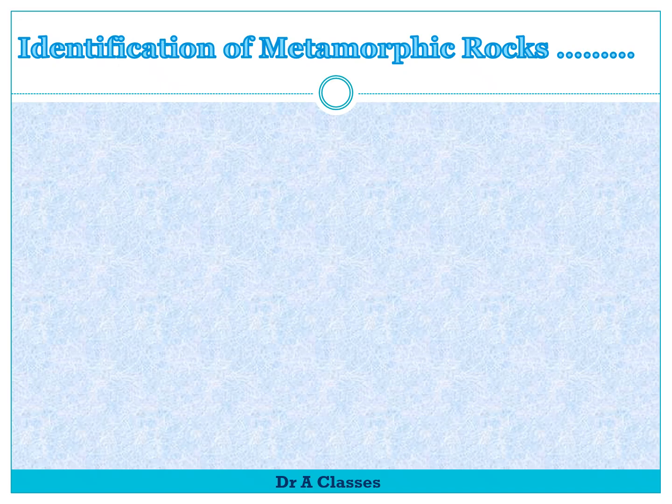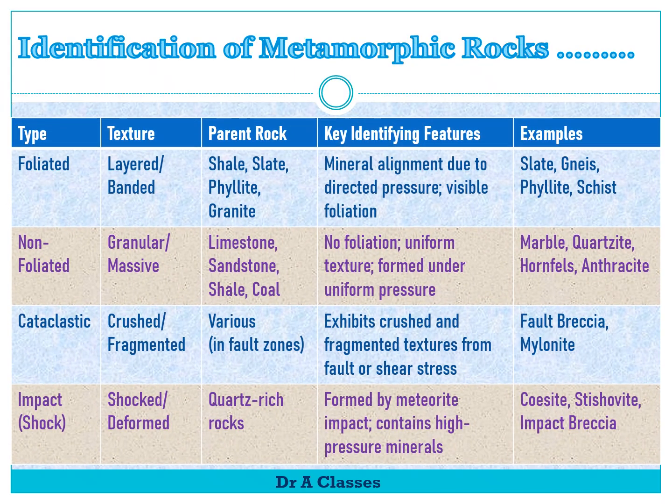Identification of metamorphic rocks. Foliated rocks display a layered or banded texture, form from shale or granite, and exhibit mineral alignment due to directed pressure. Examples include slate, phyllite, schist, and gneiss.